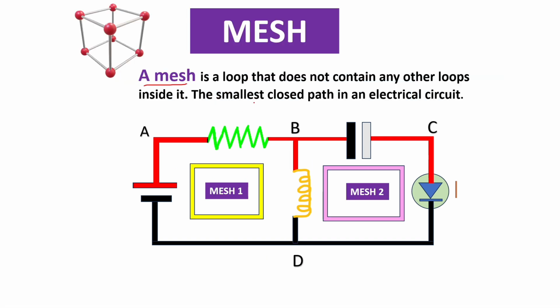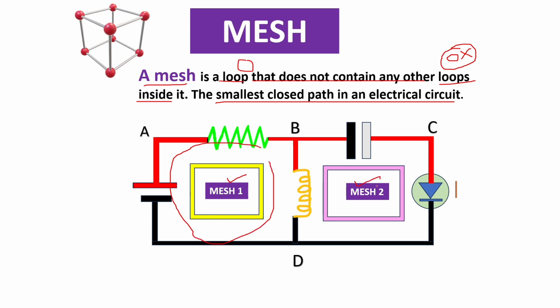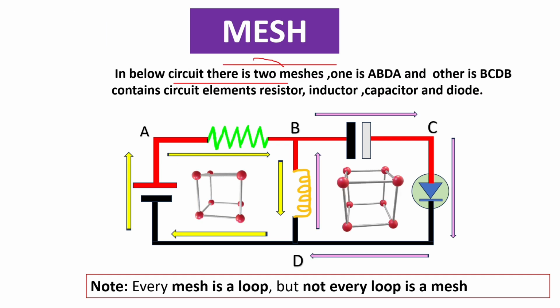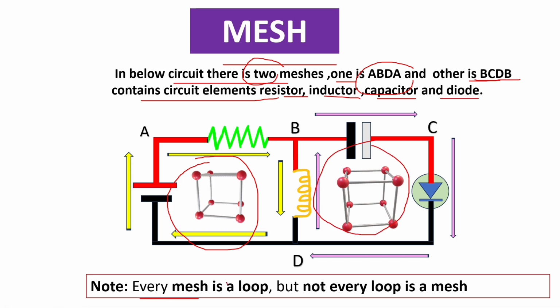The sixth circuit terminology is mesh. A mesh is a loop that does not contain any other loops inside it. It is the smallest or elementary closed path in an electrical circuit. In this circuit, we have 2 meshes. Those are mesh 1 on the left side and mesh 2 on the right side. Thus, mesh 1 is enclosed by nodes A, B, D, and A, while mesh 2 is represented by B, C, D, and B. It is noted that every mesh is a loop, but not every loop is a mesh.